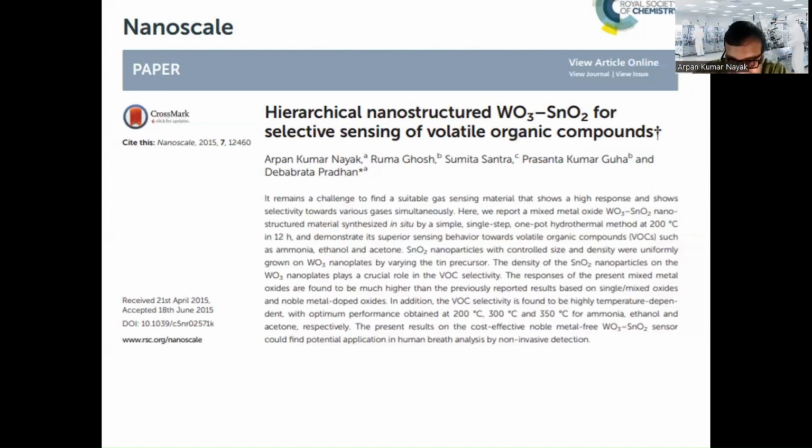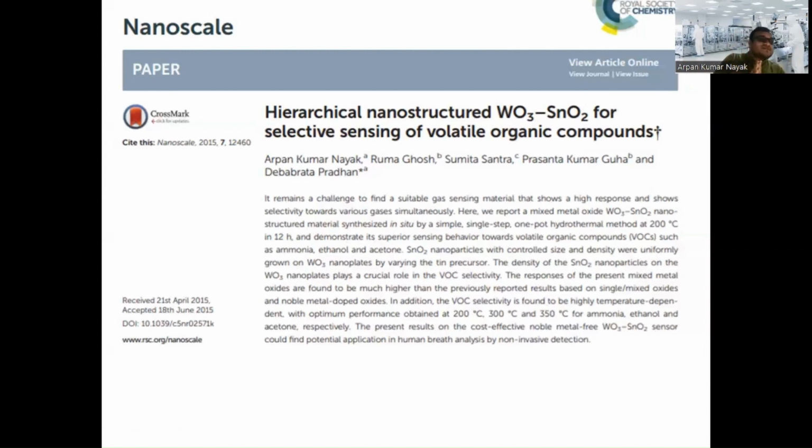So we mentioned that here. Next, as I told, the next sentence will be our objectives. After the first and second sentences will be our main objectives, means herein we present, herein we showed, or demonstrate, or report. Here you can see I wrote the same sentence: here we report a mixed metal oxide W3SnO2 nanocomposite material. So our main objective, I want to show it here.